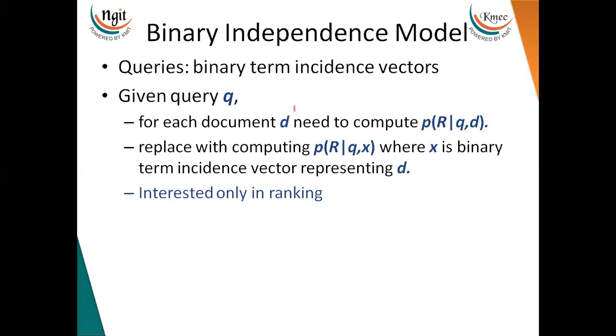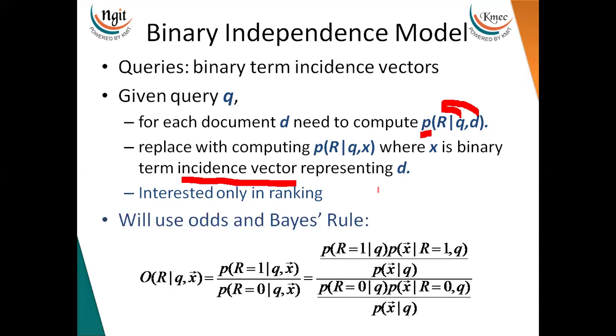Now for a given query and for each document, we are computing its probability of relevance, meaning whether that document is relevant to the given query or not. Now, instead of considering the whole document, I will think of this for a particular term, because in a query there are a limited number of terms. So instead of involving the whole document, I will concentrate on the term, and I am trying to find out whether a particular term is relevant to the query or not, by using the incidence vector that is representing D.